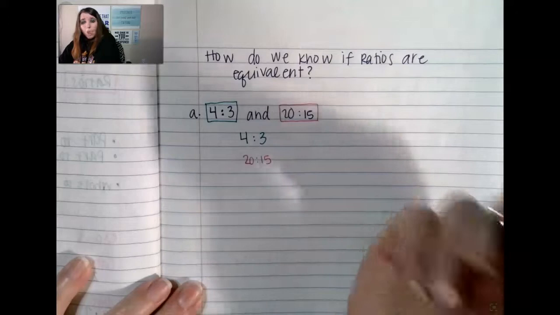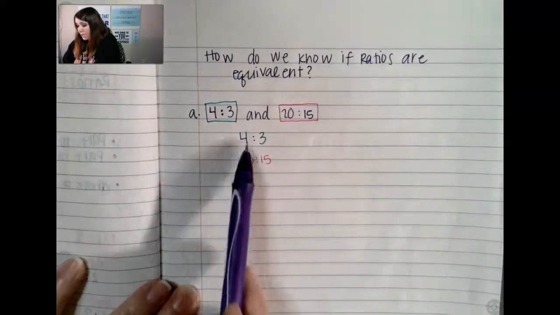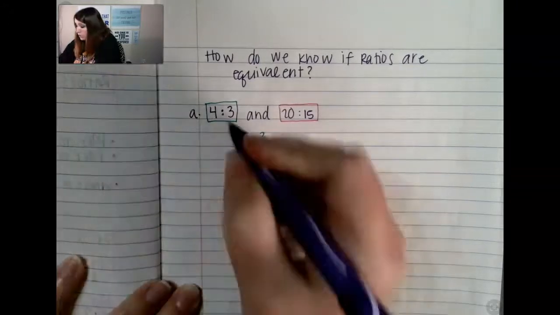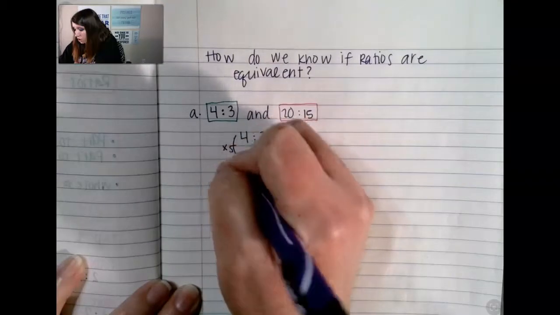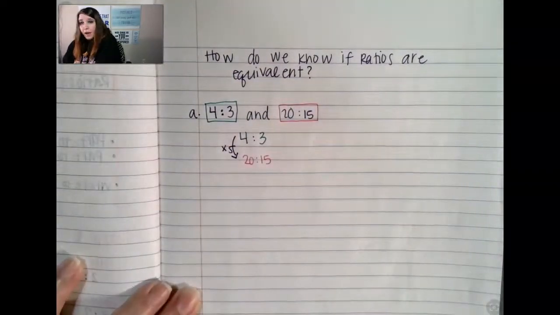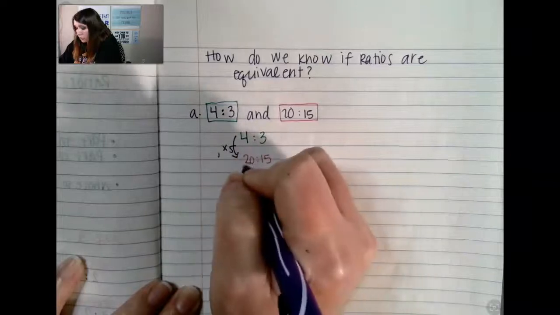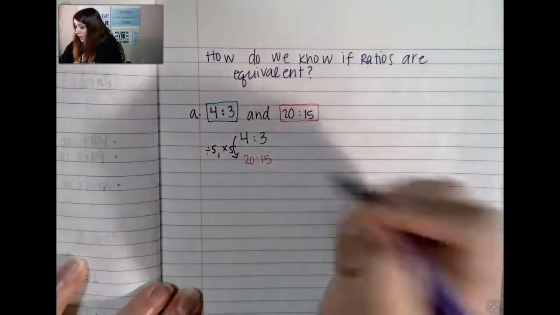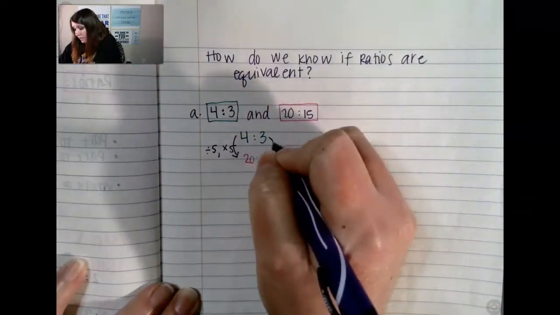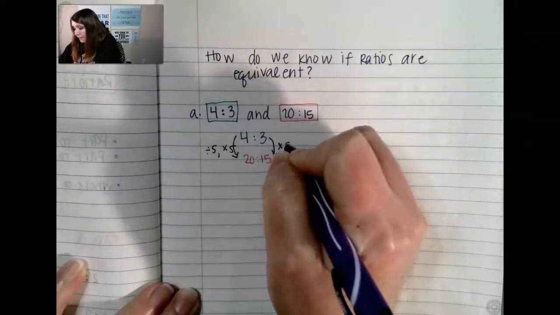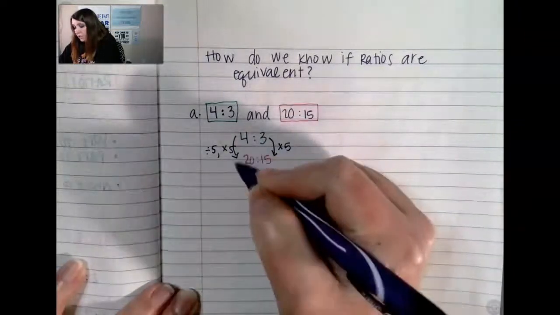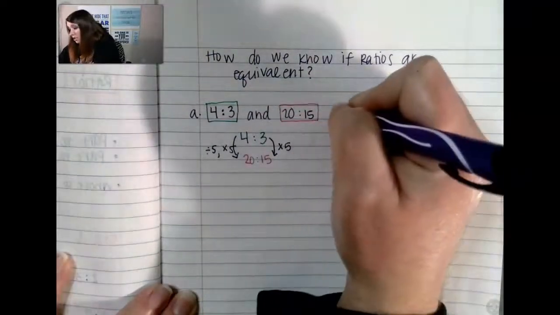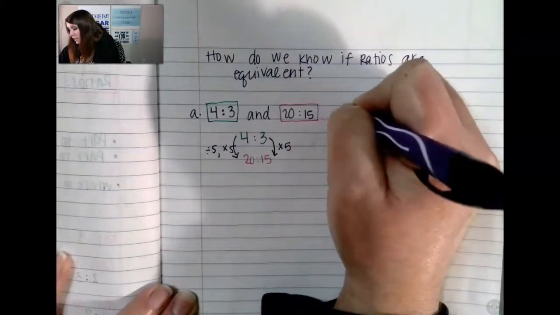Well, I know that in order to get to 20, I have to multiply by 5. So the change on this side is multiplying by 5. On the other side of that, you could have divided by 5 if you were working backwards. On this side, how do we get from 3 to 15? Well, we multiply by 5. So the change here is times 5 on both sides. So these ratios are equivalent. They are equal.